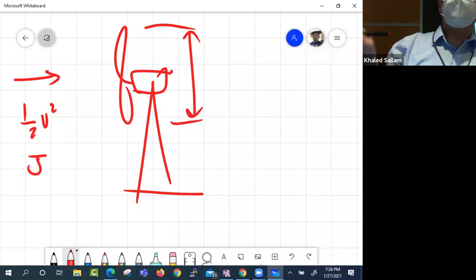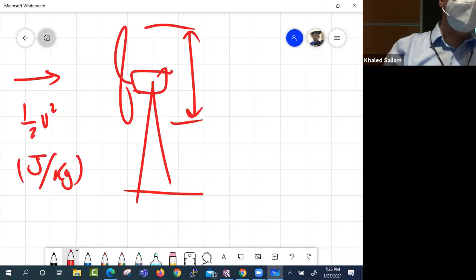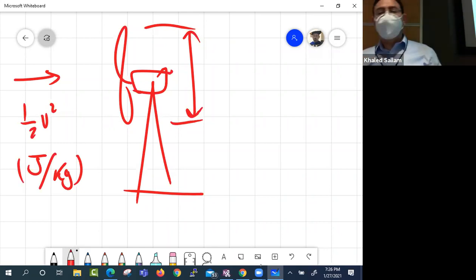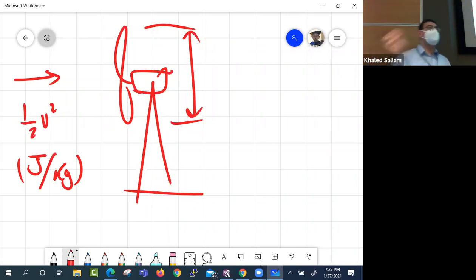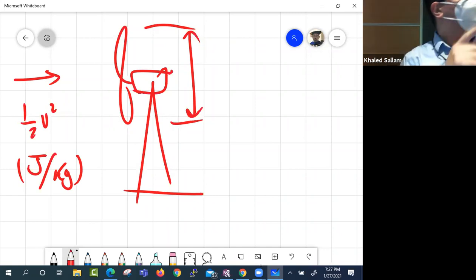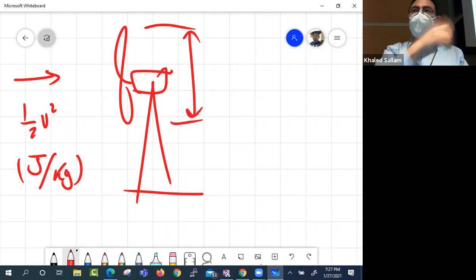The easy answer, of course, is meter square per second square because it's the velocity. But the hard answer is joule per kilogram. How come? Because what is kinetic energy? If I throw this pen and it's flying and you're trying to calculate its kinetic energy, you would say half mv square. Isn't that the kinetic energy? Half mv square. So the energy per unit mass is the half v square.